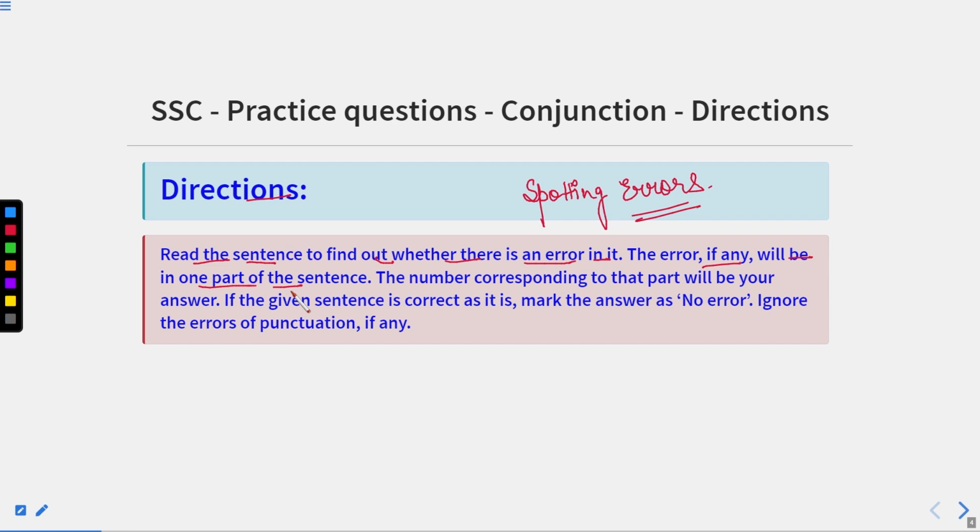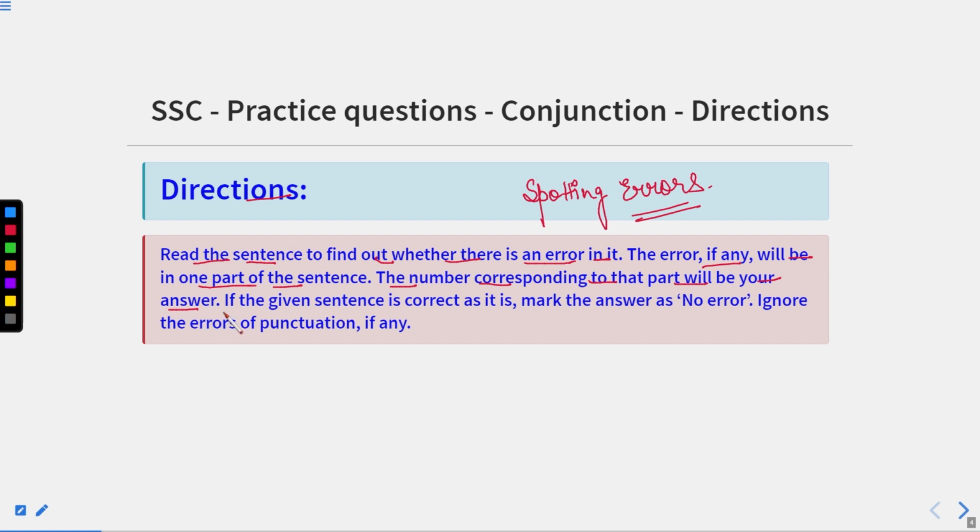It means the error should be in only one part of the sentence. It will not be like that many parts or one or more parts contain the error. It will be only in the one part of the sentence. The number corresponding to that part will be your answer. Now, what we have to do when we see that this part contains the error and which part is it, the number that corresponds to it will be our answer.